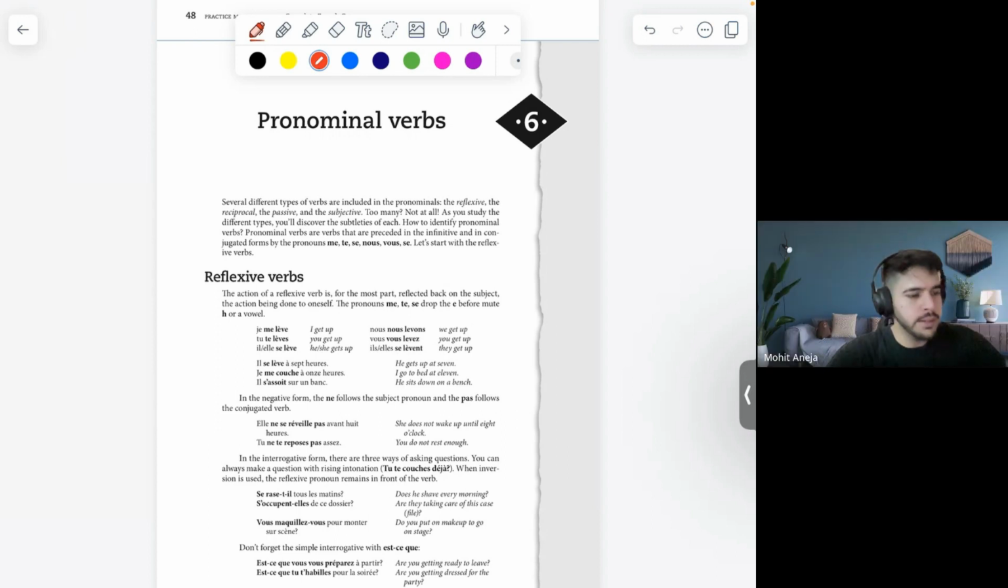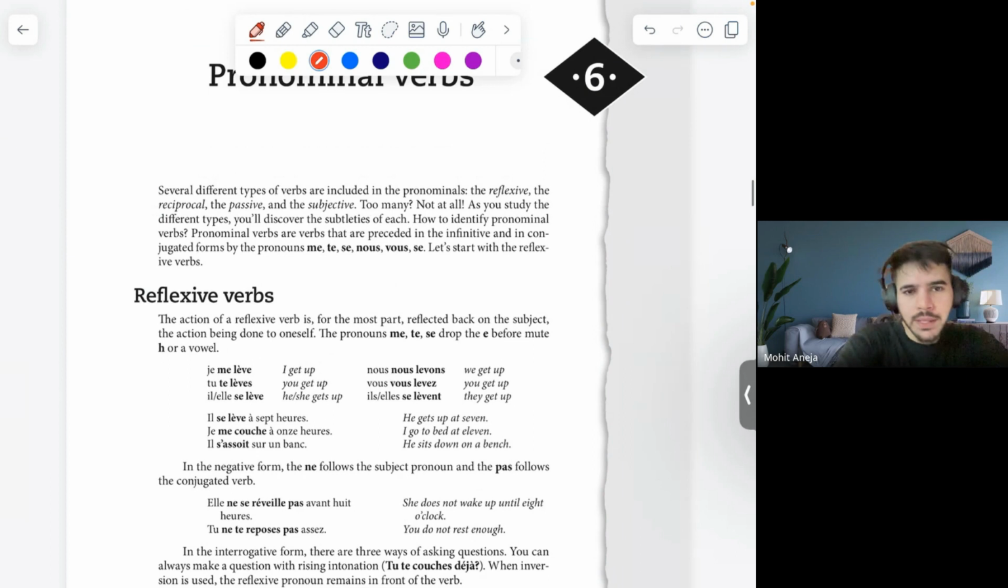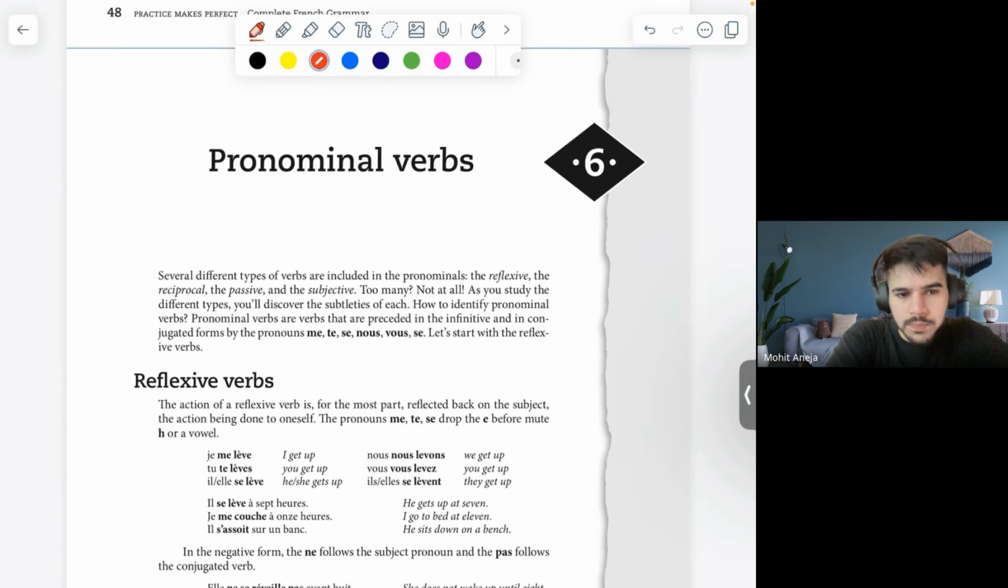Okay, great. All right, let's start with the next chapter. This is called pronominal verbs. I think we have not done this ever. This is actually a very important topic and a little complex to understand. We will do this, but we might need revision of it. So let's start with understanding what pronominal verbs are. There are different types of verbs included in pronominal.